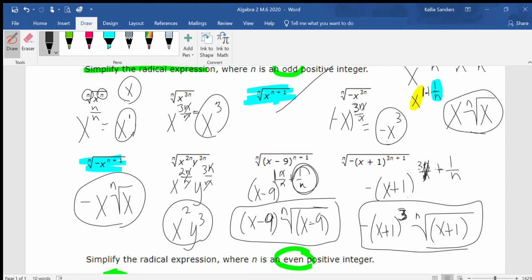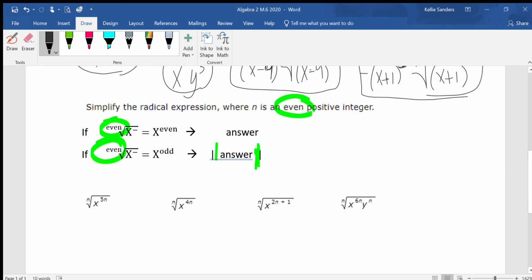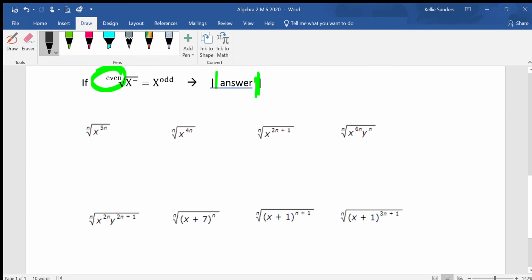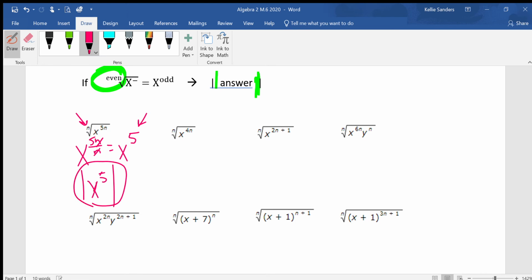Okay. Even roots. Even roots are going to have us worry about absolute value signs. x to the 5n over n, which makes it x to the 5. Since this is even and this is odd, we put it in absolute value signs. x to the 4n over n, x to the 4. Since this is even and this is even, you don't have to use absolute value.